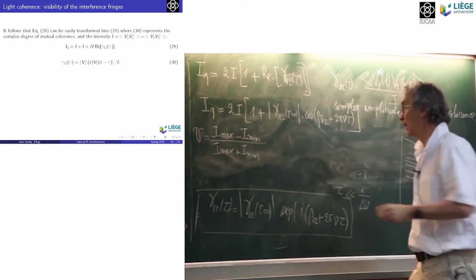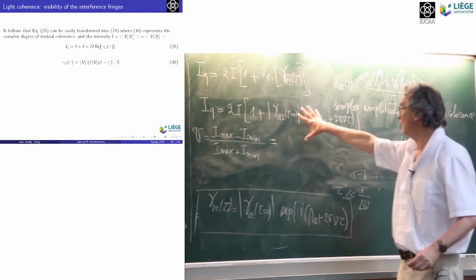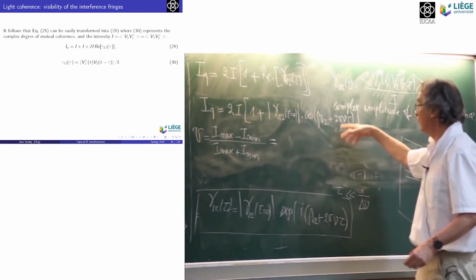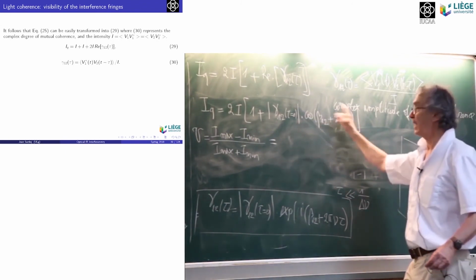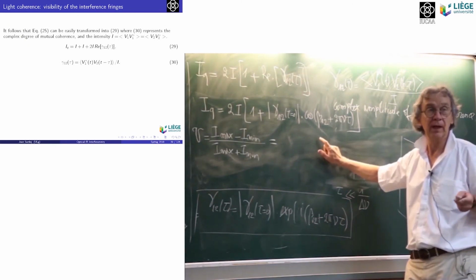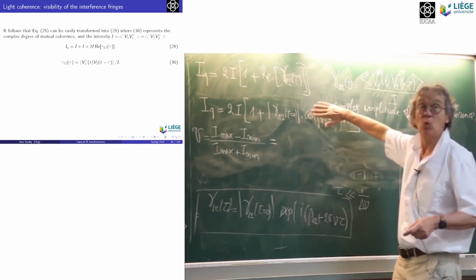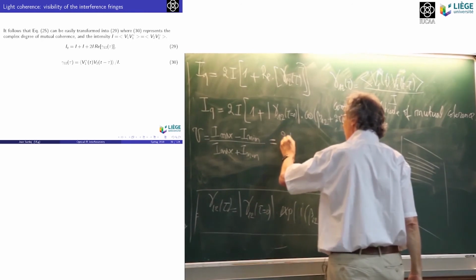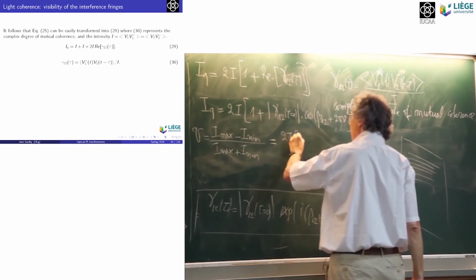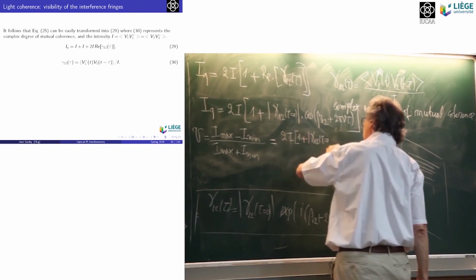Okay? So, can someone tell me what is the maximum value of this expression when tau varies? Tau varies means that I'm moving in the observer plane. So you agree cosine can go from -1 to +1? So the maximum will happen when cosine is equal to 1. So I max will be equal to 2I multiplied by 1 plus the module of gamma 1, 2 for tau equals 0.